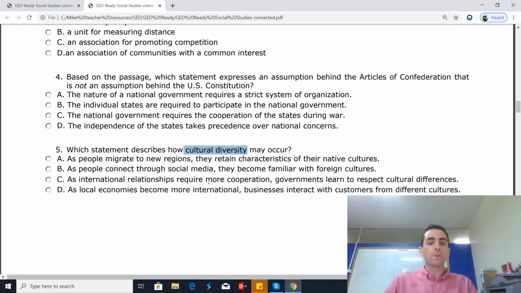Which statement describes how cultural diversity may occur? As people migrate to new regions, they retain characteristics of their native culture. Okay.